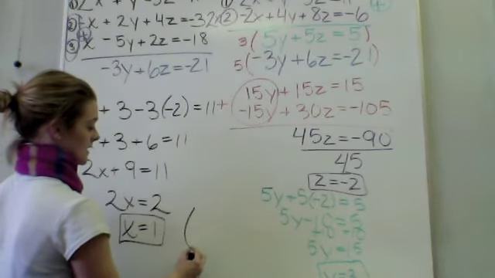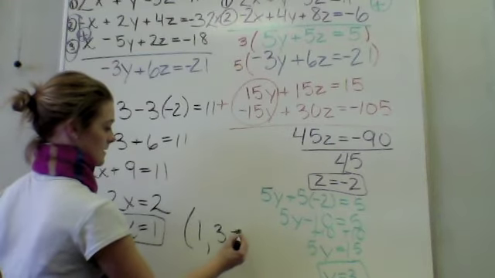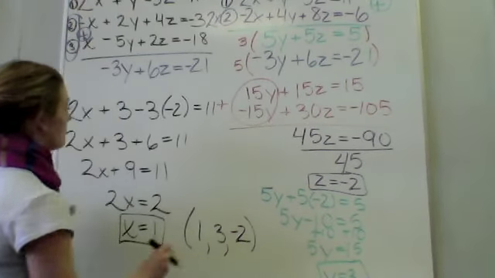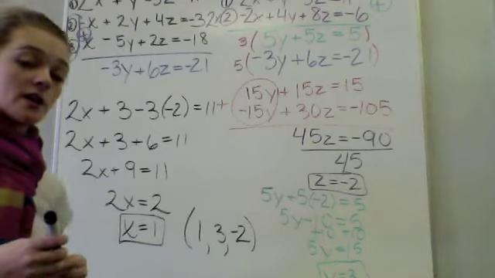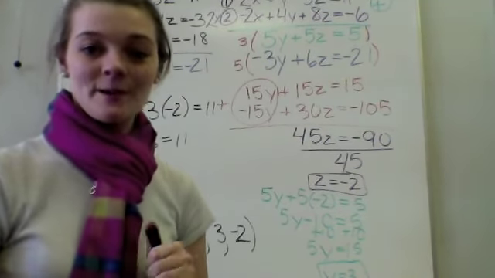Therefore, my solution in alphabetical order is 1, 3, negative 2. Once again, I would recommend that you go back and check your answers because mine might not be right, but they actually are. So, good luck.